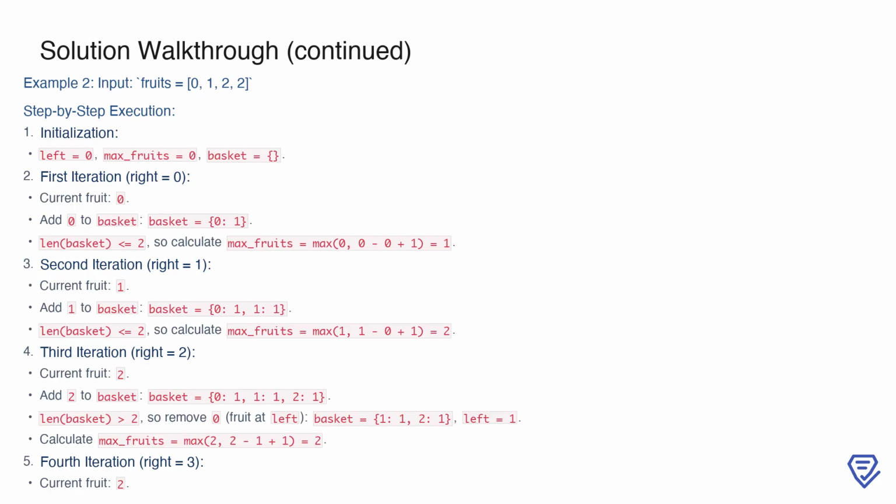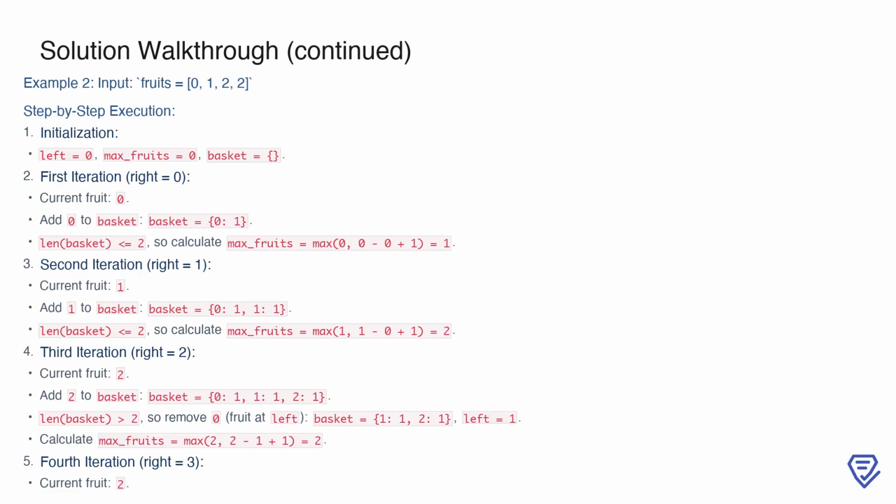In the second example, the input array is 0, 1, 2, 2. We start by initializing left to 0, max_fruits to 0, and an empty basket. At index 0, the current fruit is 0. Adding it to the basket gives {0: 1}. Since the basket contains only one type of fruit, we calculate the maximum as max(0, 0 - 0 + 1), which equals 1. At index 1, the current fruit is 1. Adding it results in {0: 1, 1: 1}. The basket now has two types of fruits, so we calculate the maximum as max(1, 1 - 0 + 1), which equals 2. At index 2, the current fruit is 2.